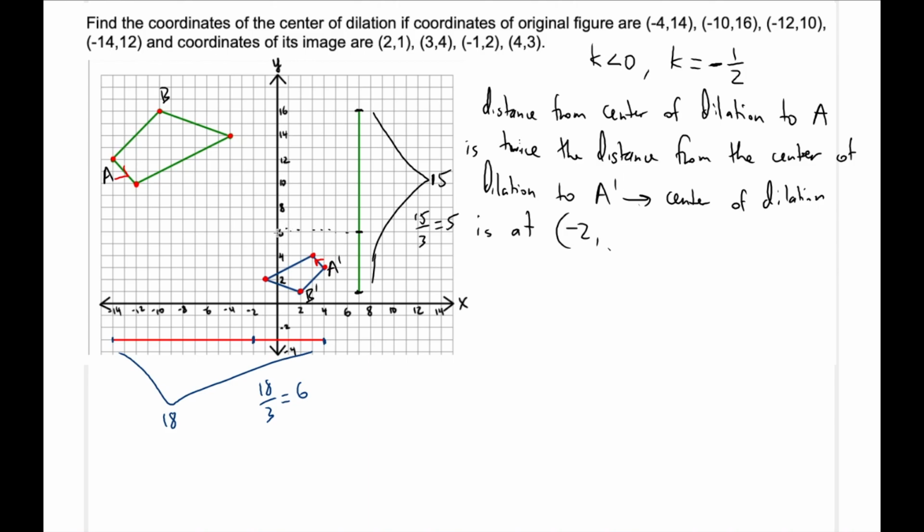This gives us 6. Right, so here we got -2. And here we got 6. So that means the center of dilation is going to be, bingo, this point right here. And that's what? (-2, 6). All right, so now that we found it, beautiful.